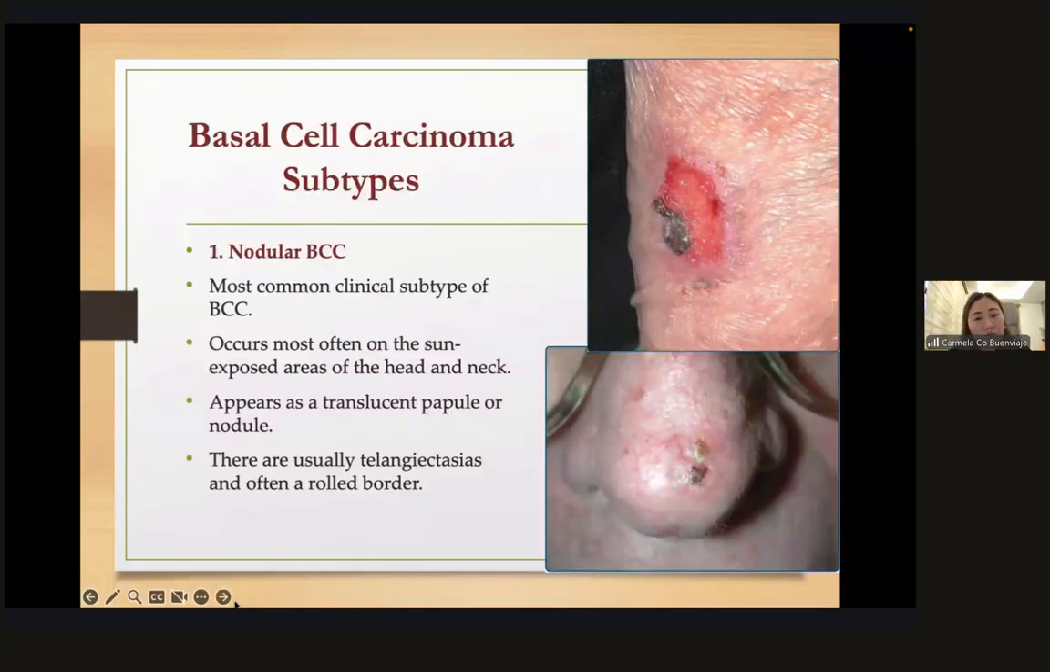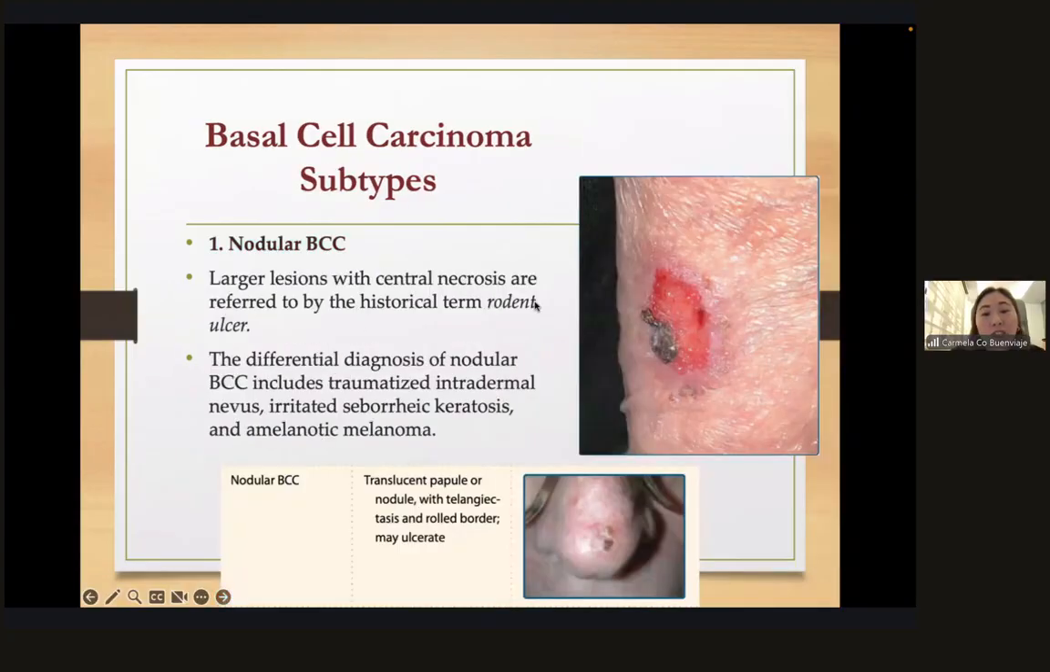Okay, so for subtypes, we have the nodular BCC. This is the most common clinical subtype of BCC. It occurs most often on sun-exposed areas of the head and neck and appears as a translucent papule or nodule. There are usually telangiectasias and often a rolled border. Larger lesions with central necrosis are referred to by the historical term rodent ulcer. The differential diagnosis of BCC includes traumatized intradermal nevus, irritated seborrheic keratosis, and melanotic melanoma.